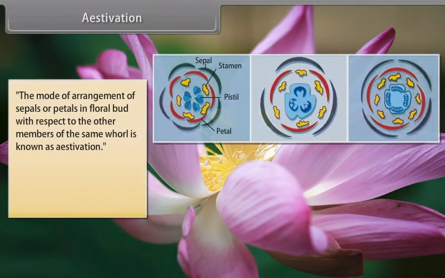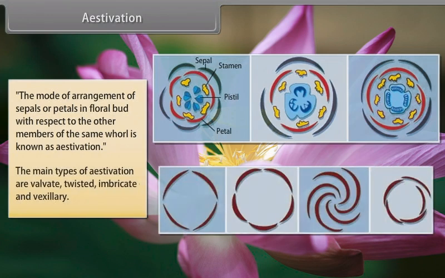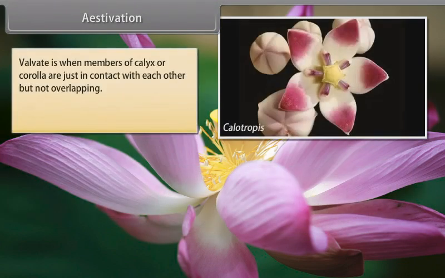Aestivation. The mode of arrangement of sepals or petals in floral bud with respect to the other members of the same whorl is known as aestivation. The main types of aestivation are valvate, twisted, imbricate, and vexillary. Valvate is when members of calyx or corolla are just in contact with each other but not overlapping. Example, Calotropis.